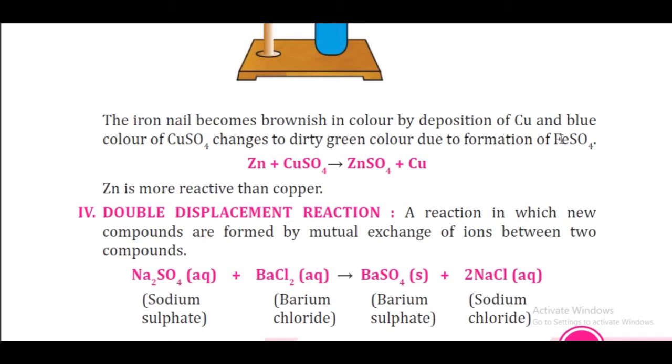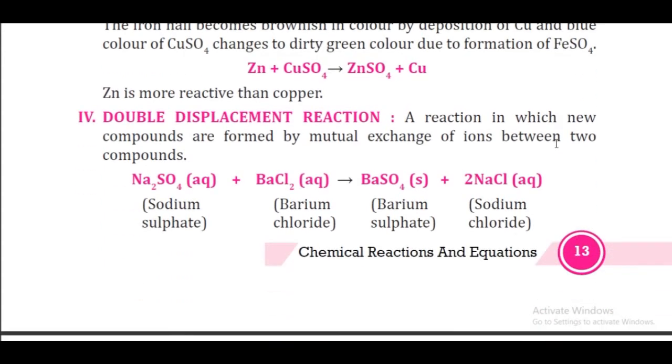Now we come to the next type of reaction, that is double displacement reaction. A reaction in which a new compound is formed by mutual exchange of ions between two compounds is called double displacement reaction. That is, in this type of reaction, exchange of ions takes place between the reactants. You can see in the example here, sodium sulfate reacts with barium chloride to form barium sulfate and sodium chloride.